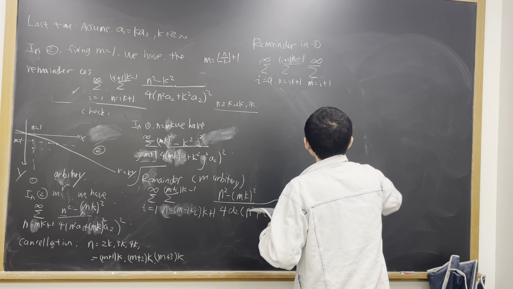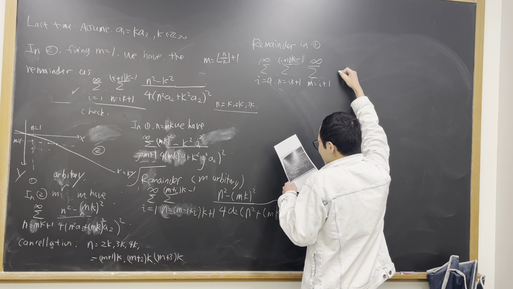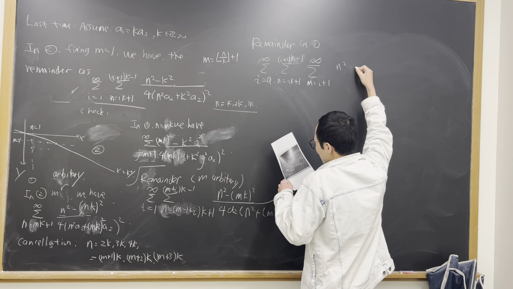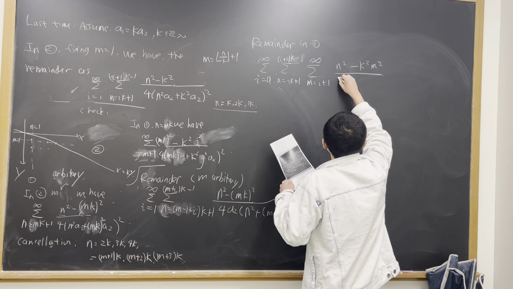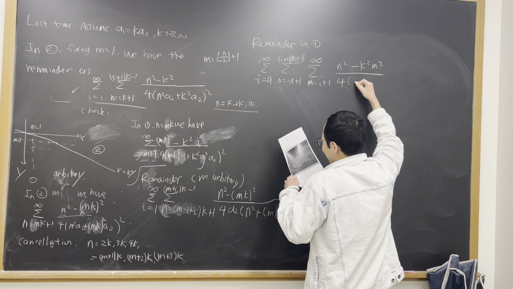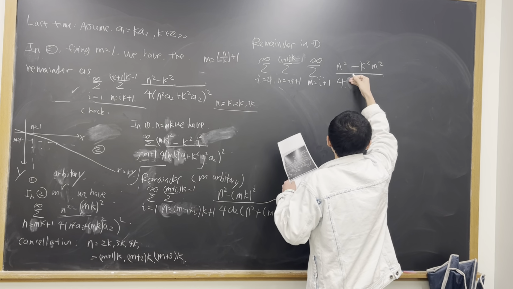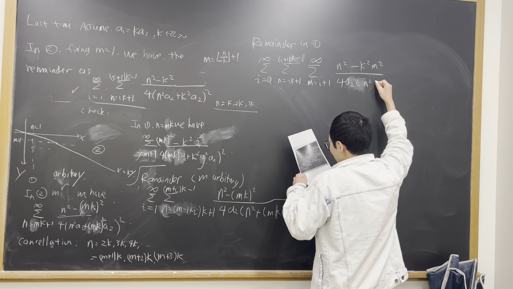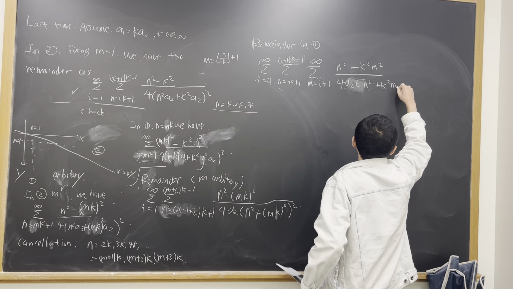Yes, and then we have n squared minus k squared m squared over 4 times n squared a2 squared. Yeah, let's put the a2 out. A2 times n squared plus k squared m squared.